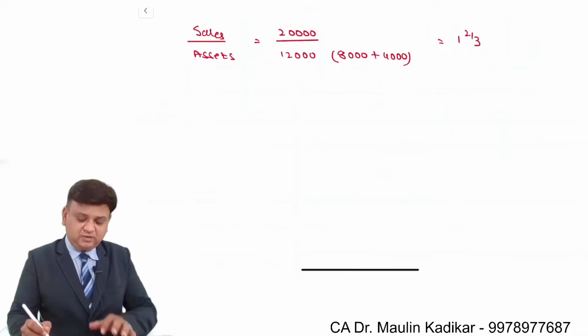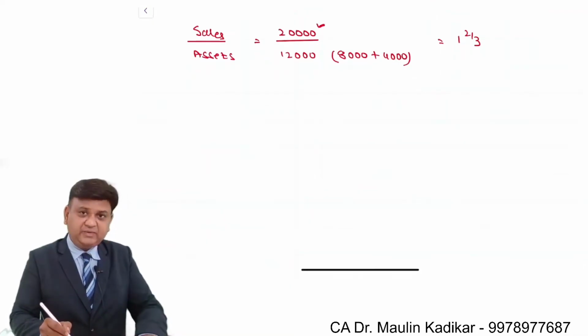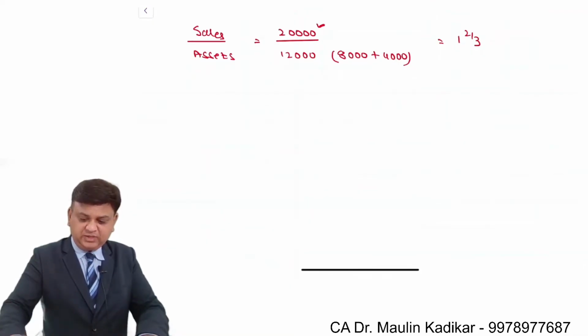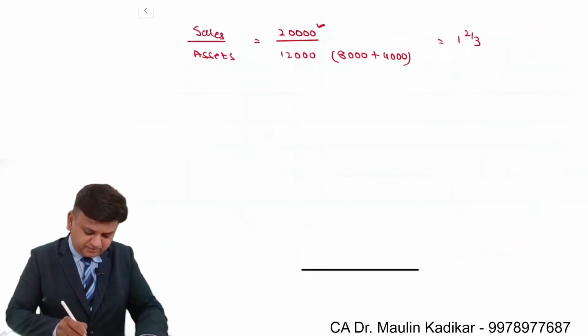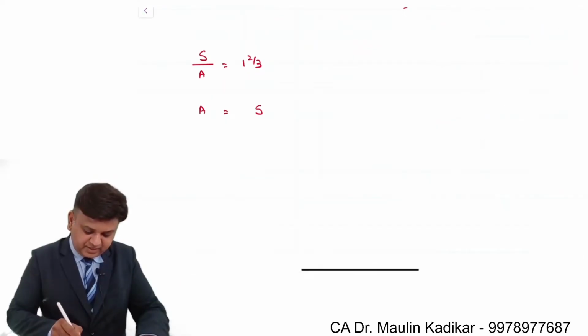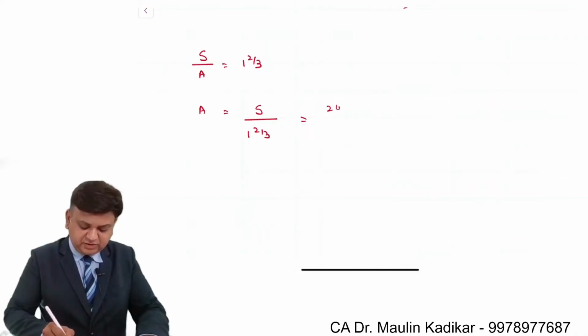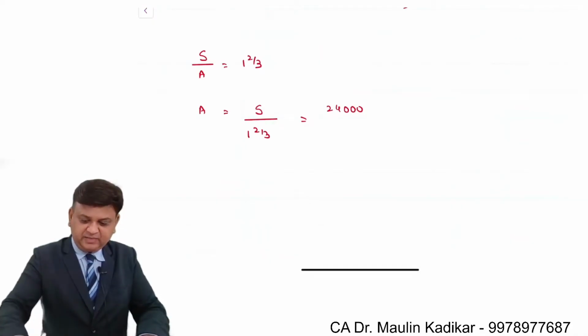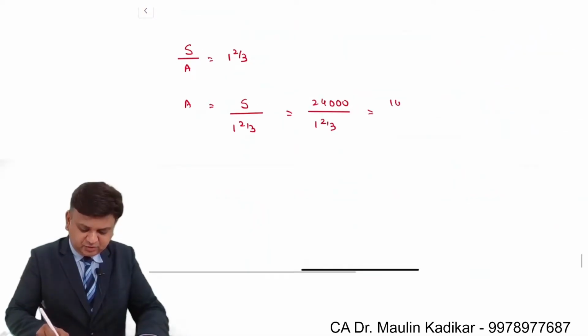Now at the end of the first year, what will happen? Sales of the company will increase by 20%. So use a calculator: 20,000 plus 20% comes to 24,000. So sales upon assets is equal to 1.67. So the assets of the company is equal to sales divided by 1.67. What is the sales of the company? 24,000, which I just explained to you, divided by 1.67, that comes to 14,400.